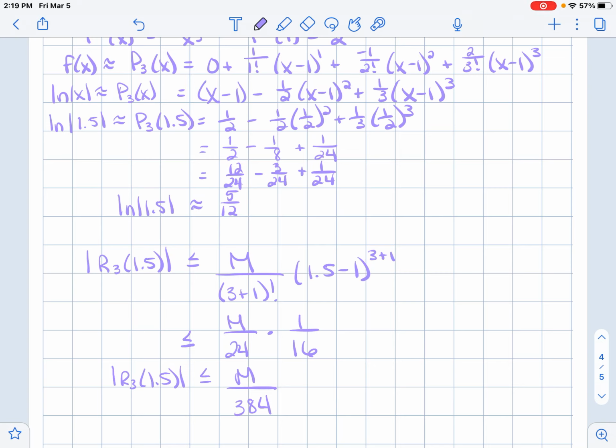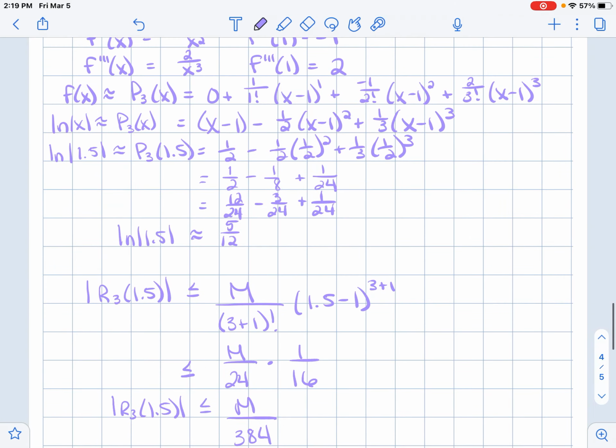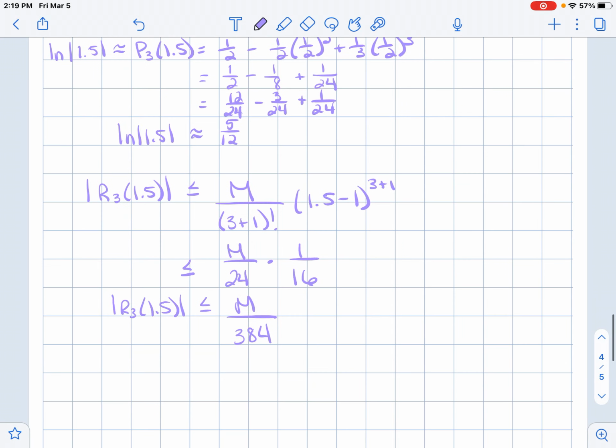Okay, now comes the fun part. This is a new way to find m. So we need to find the next derivative, so we need to find the fourth derivative. As a refresher, the third derivative was 2 over x cubed. So that means the fourth derivative, that's going to help us find m, is negative 6 over x to the fourth.